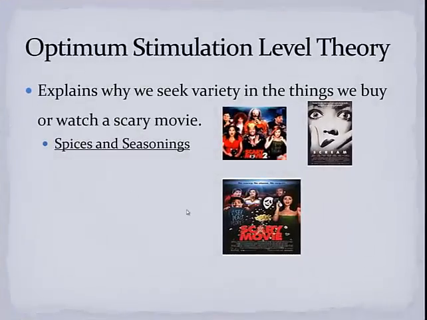It's just amazing. Optimum stimulation level theory is our second mid-range theory, and it explains why we seek variety. This is defined as the person's preferred amount of physiological activation or arousal. Individuals are motivated to maintain their optimum level of stimulation, and they take action to correct that when it becomes too low or too high.